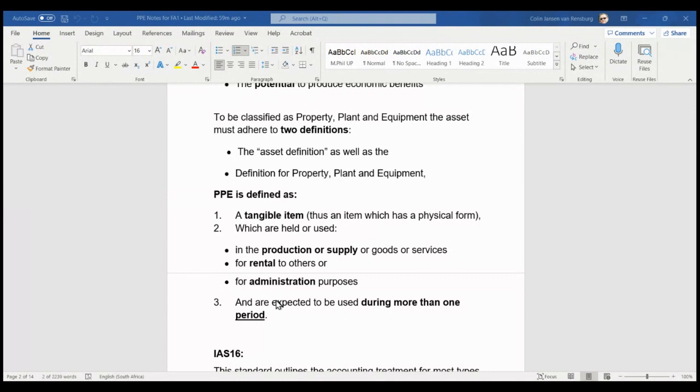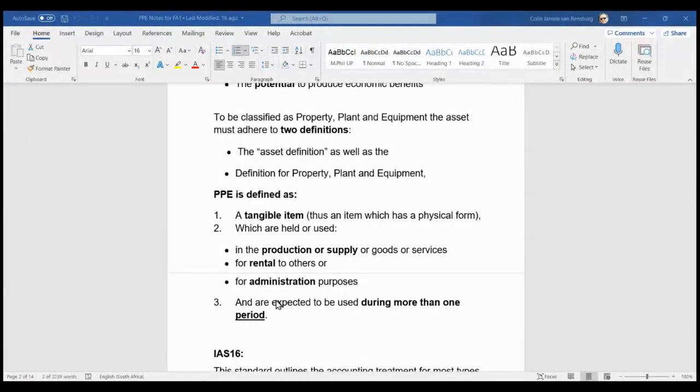What they are referring to there is that the specific asset must be used during more than one financial accounting period. Now, students, I know that very often you associate that with it must be used for longer than a year. But that is not necessarily the case. It doesn't necessarily have to be used more than one calendar year. It must just be used during more than one financial accounting period.